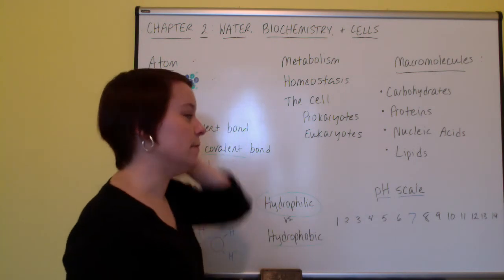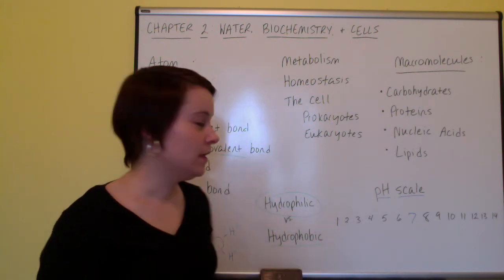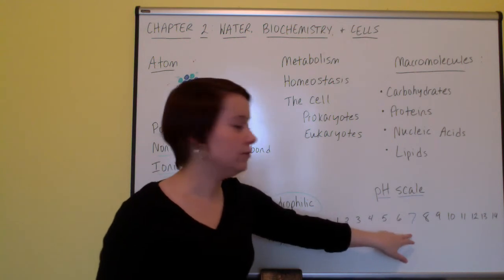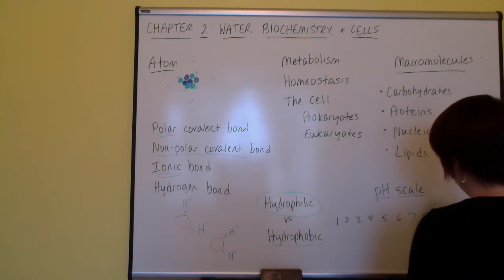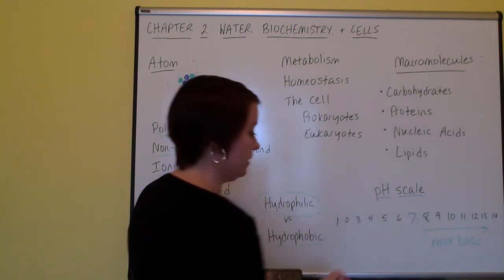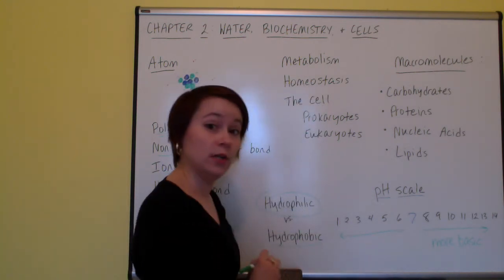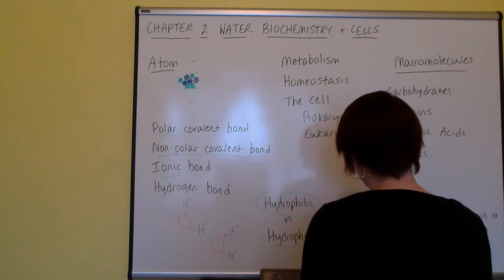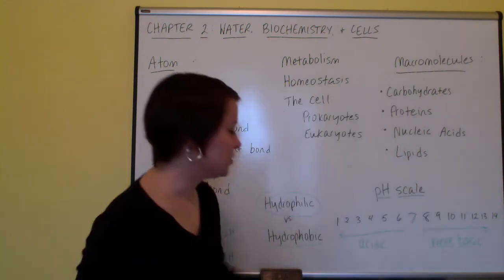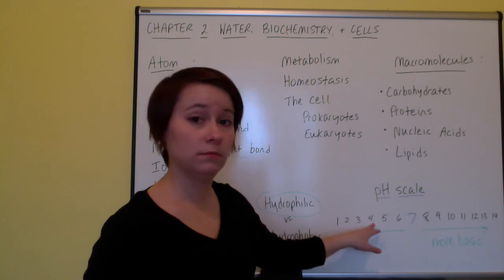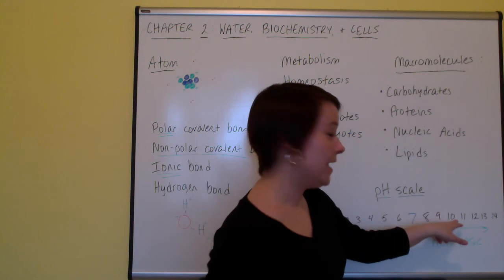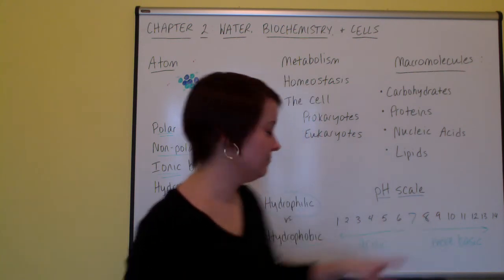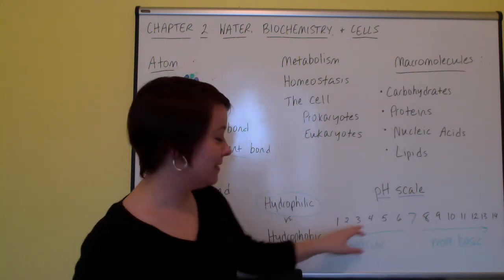The pH scale is a measure of acidity or basicity. 7 is neutral, so water is considered neutral. And then if you go up on the pH scale, you're getting more basic, or more alkaline is the other term for that. If you're going down on the pH scale, then you're getting more acidic. So 1 would be more acidic than 4. 8 would be more acidic than 10. 10 would be more basic than 8. 4 would be more basic than 2.